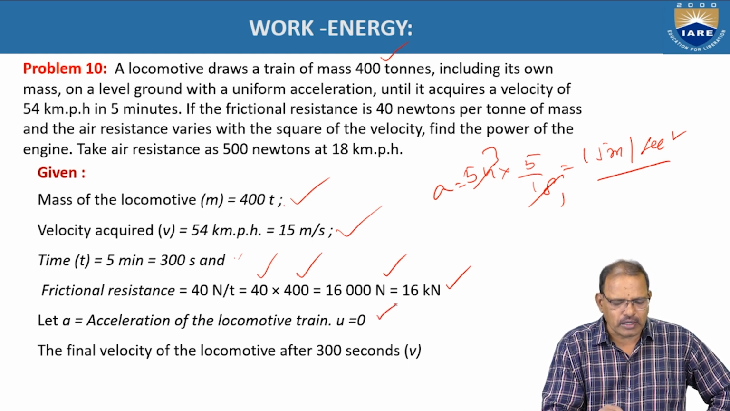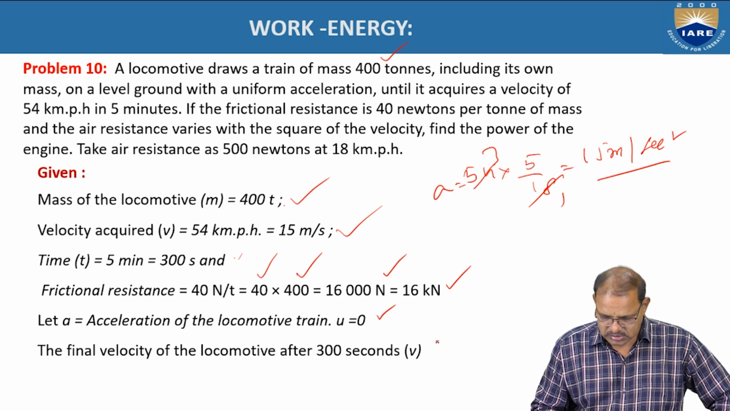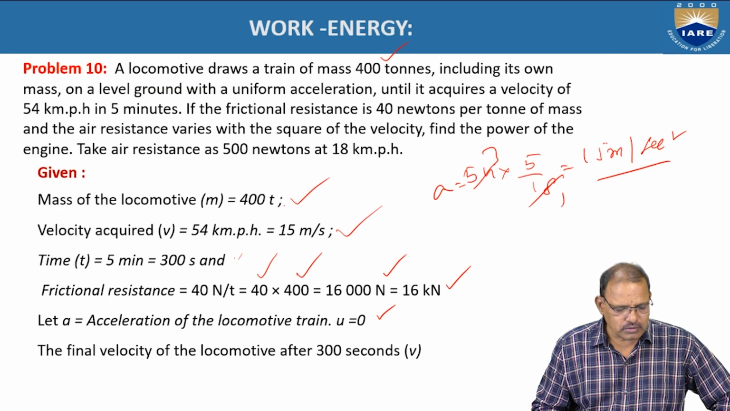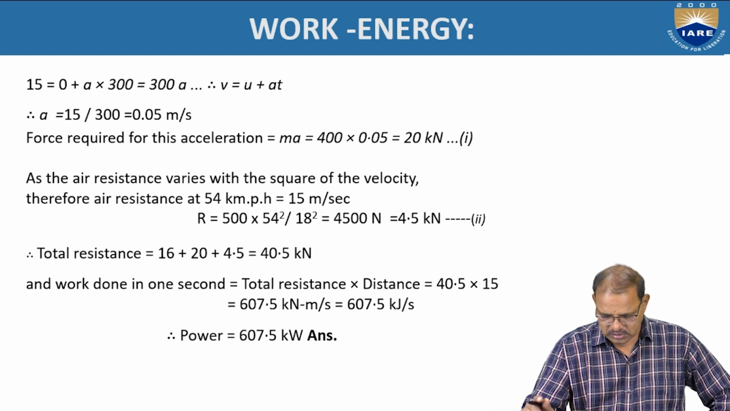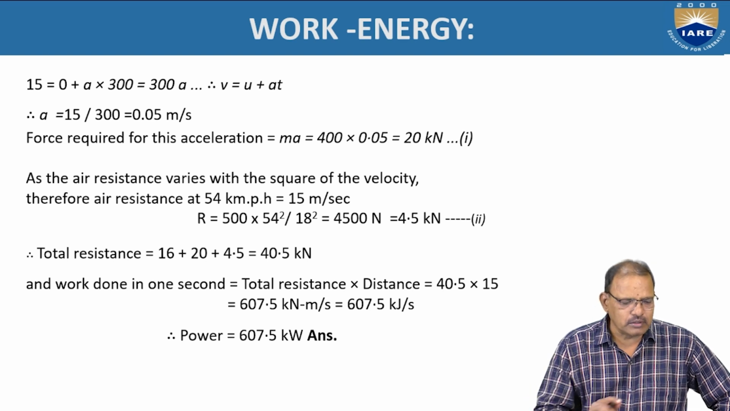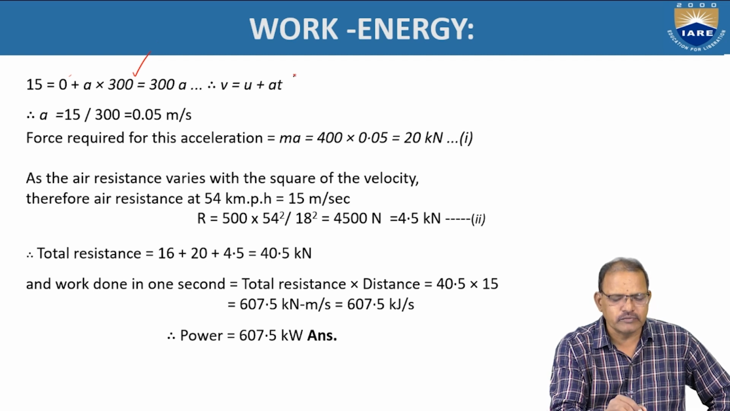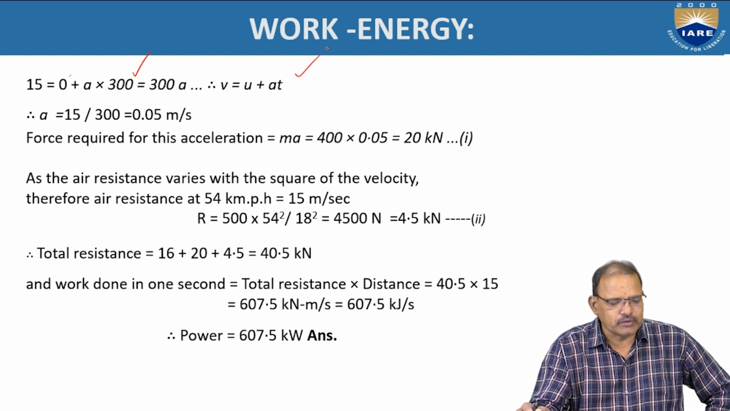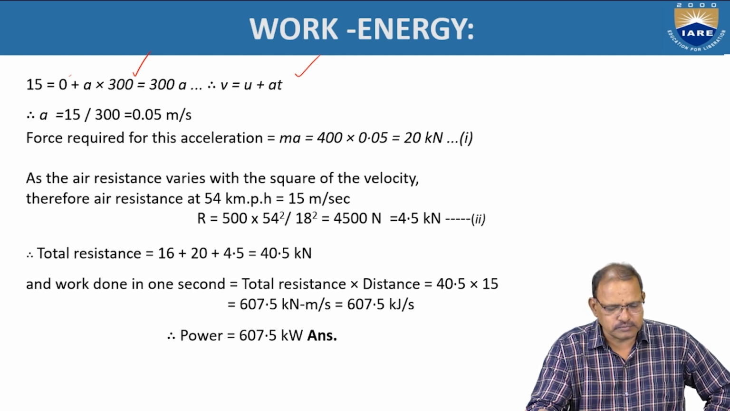Now, the final velocity of the locomotive after 300 seconds is equal to 15. According to this, 15 is equal to u plus at. From this relationship, v is equal to u plus at, so a is equal to 0.05 meters per second squared.